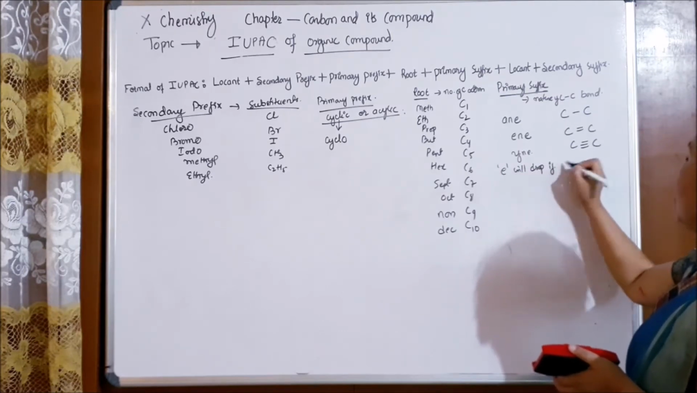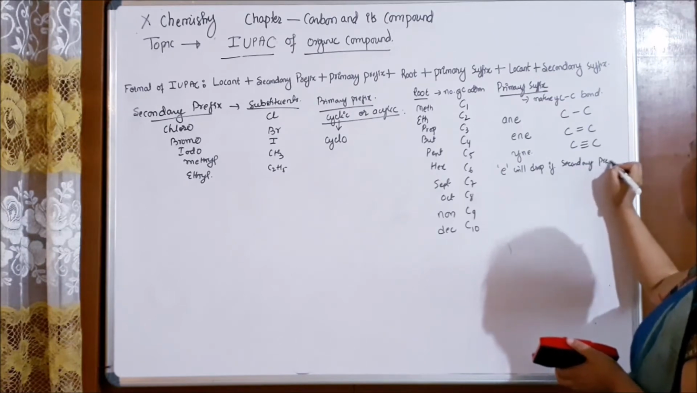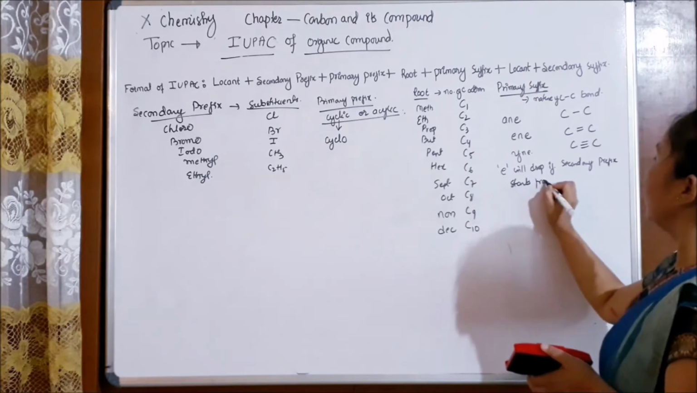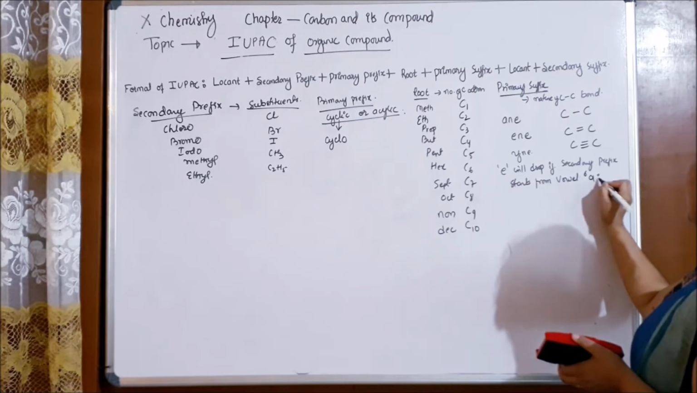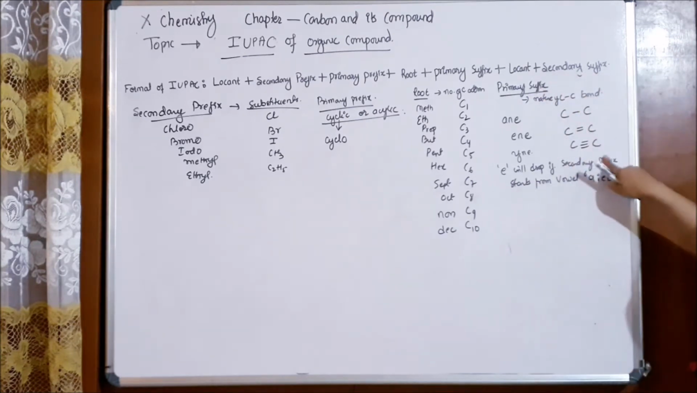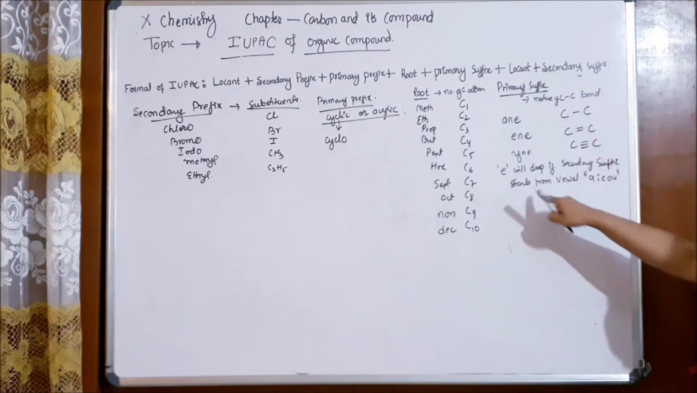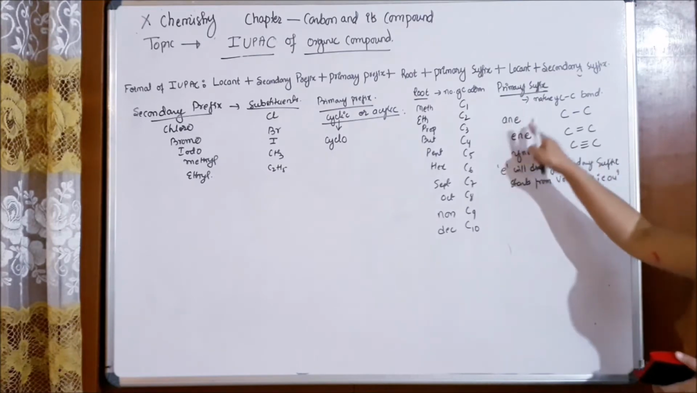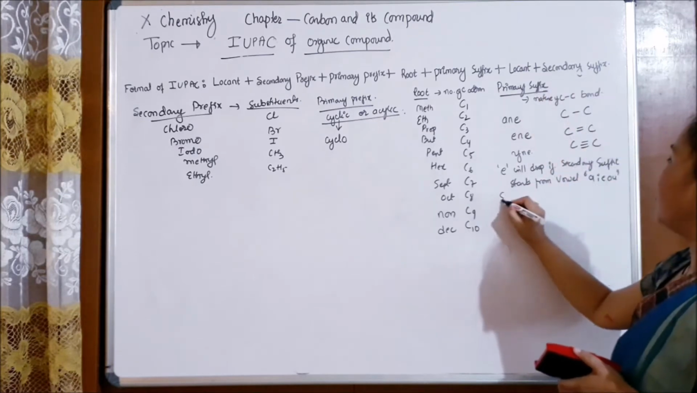Now you need to remember that the E from ANE, ENE, YNE will drop if your secondary suffix, not prefix, starts with a vowel like A, I, E, O, U. That time you need to drop the E. Understood? Now next is your secondary suffix.